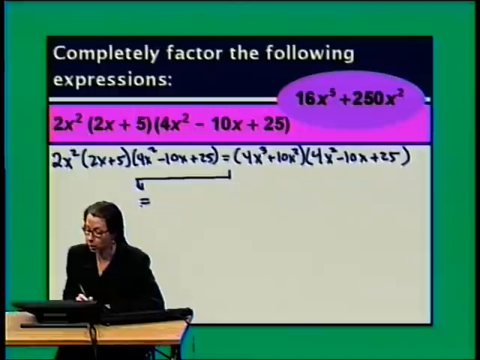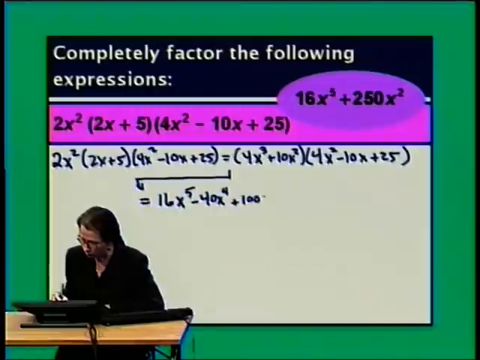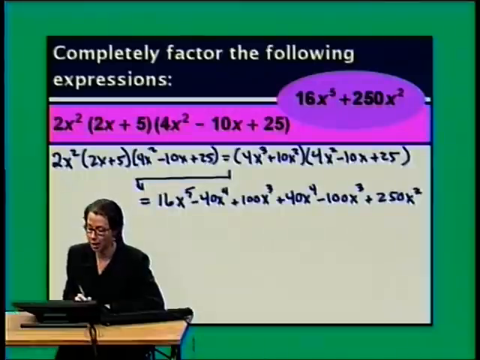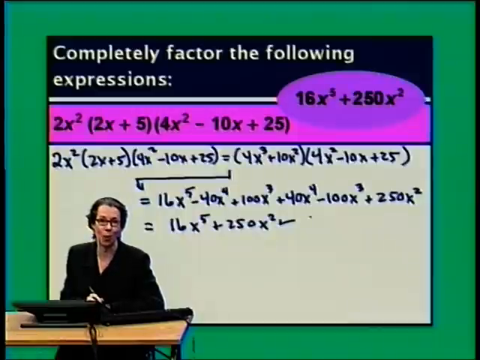Multiplying each term in the trinomial by 4x cubed, I have 16x to the fifth minus 40x to the fourth plus 100x cubed. Now multiplying each term in the trinomial by 10x squared, I get plus 40x to the fourth minus 100x cubed plus 250x squared. Notice what happens to the fourth degree terms and the third degree terms. They all cancel, and I'm left with 16x to the fifth plus 250x squared, which is indeed what I wanted.